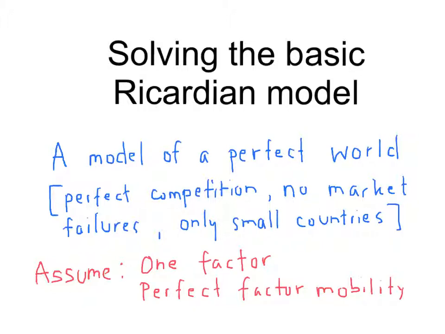The basic Ricardian model is a model of a perfect world. So we are assuming perfectly competitive markets, no market failures, so there are no externalities, no public goods, no non-clearing markets, and so on. And there are only small countries. We'll look at two small countries. In this model, we assume that there is one factor of production, labor, and we have perfect factor mobility.